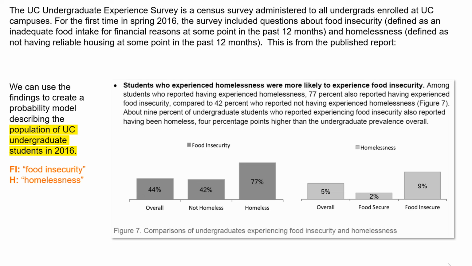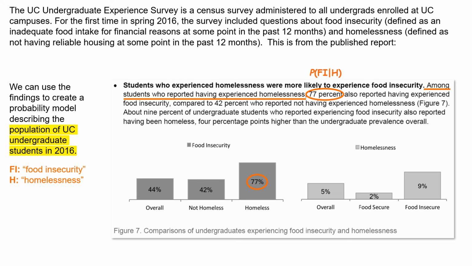The sample space is all undergraduate students enrolled at UC campuses in 2016. You can see that the information about the sample space is presented both in graph format and in paragraph sentences. For instance, you can see that the number 77 appears both ways. As a sentence, it is described as representing, among students who reported having experienced homelessness, so not in the entire sample space, only among this subset, so this is a conditional probability.